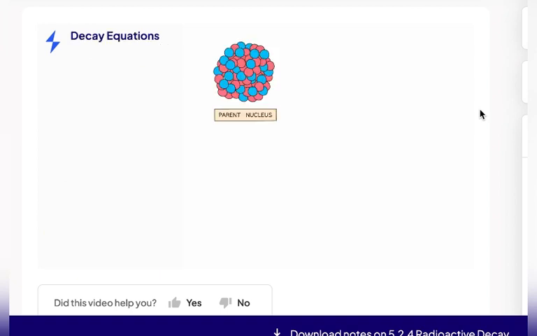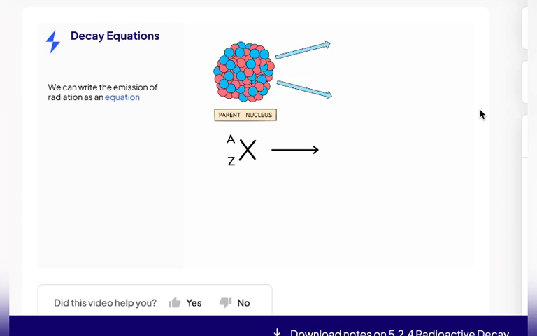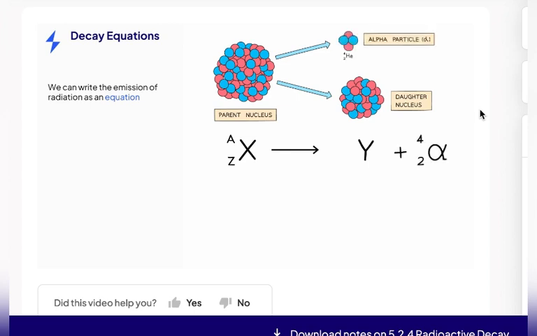It is useful to be able to write decays as equations. Much like a chemical equation, the left side features our initial particles, the parent nucleus here. An arrow represents the decay occurring, then we write our products. These are the daughter nucleus and the form of radiation that has been emitted. It's an alpha particle in this case. An important rule of decay equations is that the number of nucleons is conserved in a decay, so the total mass numbers before and after must be equal.